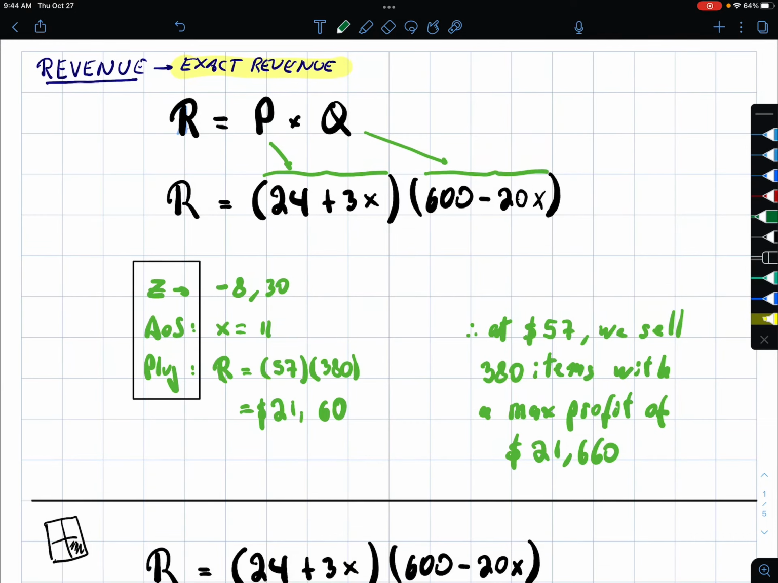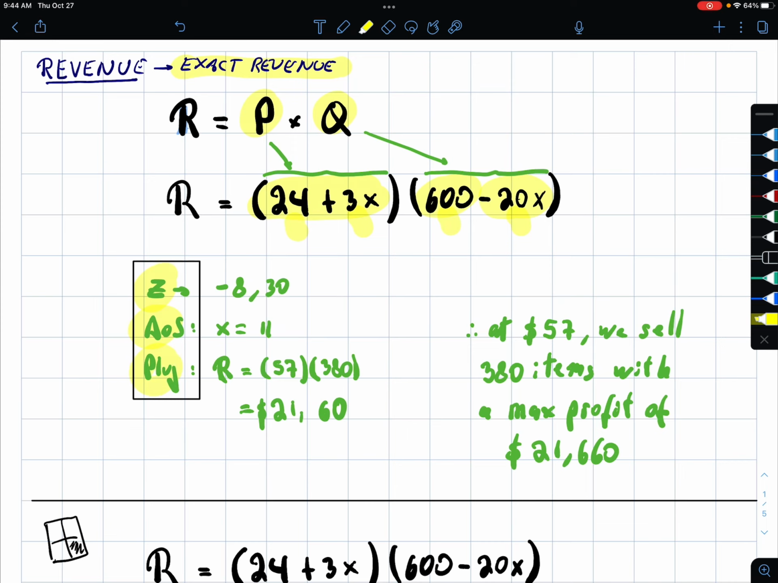So on the previous example, we found how to find a maximum revenue by saying revenue is price times quantity. We figured out this was the price because we have $24, but I increased the price by $3. And then I would sell 600 units, but I would sell 20 less if I increase it by $3. Then we follow this method.